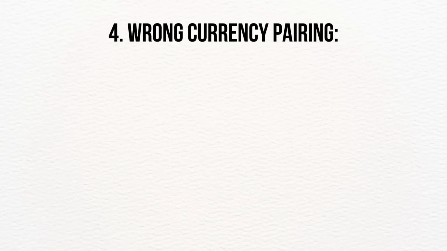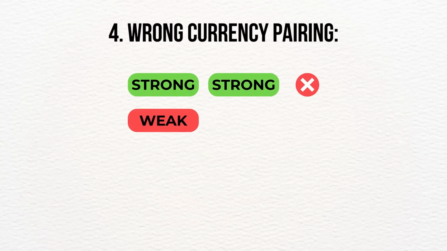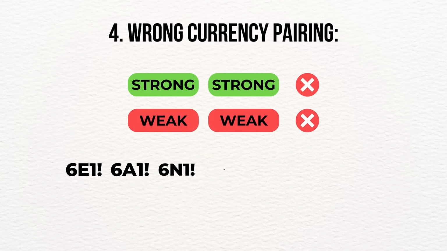Lastly, we can avoid low probability conditions by making sure we never pair a strong currency with a strong currency or a weak currency with a weak currency. And I'm specifically referring to the currency futures.